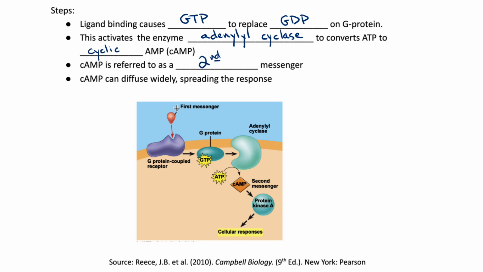Remember that the first messenger is the ligand that stays outside of the cell, and the second messengers are the ones that carry the signal intracellularly. And cyclic AMP as a second messenger can diffuse widely through the cell, spreading the response. One of the things illustrated here that it is doing in this diagram is activating a protein called protein kinase A, which will then activate other proteins. So that's our first class of transmembrane receptors, the G-protein coupled receptors.